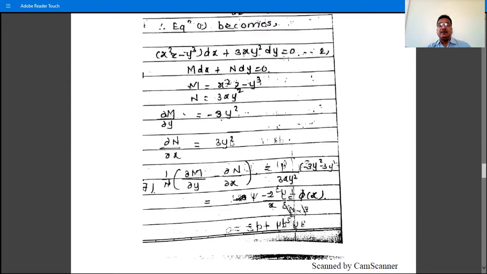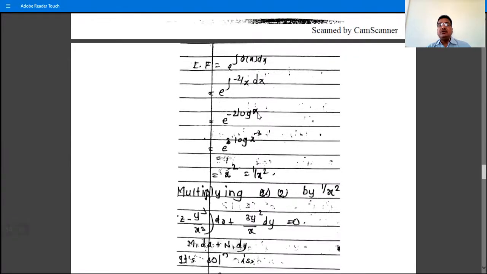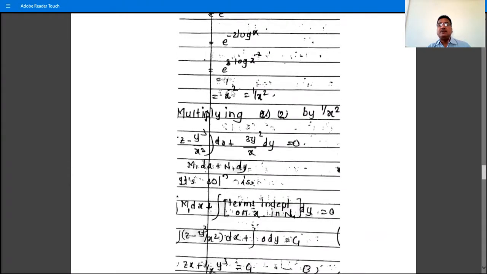These two are not equal, but 1 by n times (∂m/∂y minus ∂n/∂x) is what? We have this as minus 2 by x, a function of x, purely a function of x. And so the integrating factor is what? e raised to integration of f(x) dx, so e raised to integration minus 2 by x dx, that is e raised to minus 2 log x, so e raised to log x raised to minus 2, x raised to minus 2, that is 1 by x square. So 1 by x square is the integrating factor.